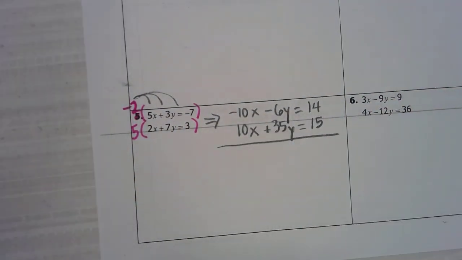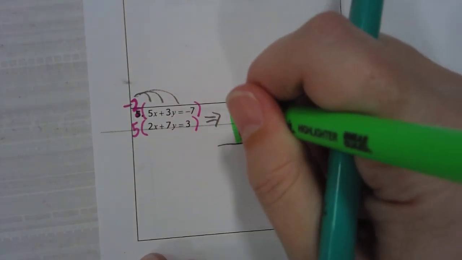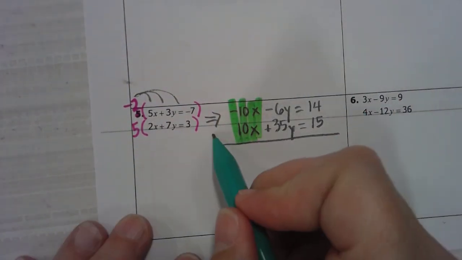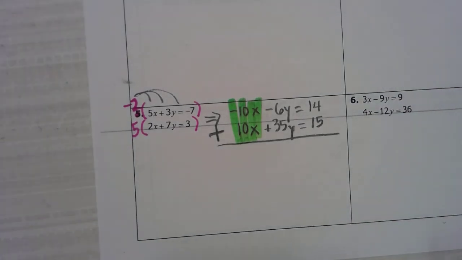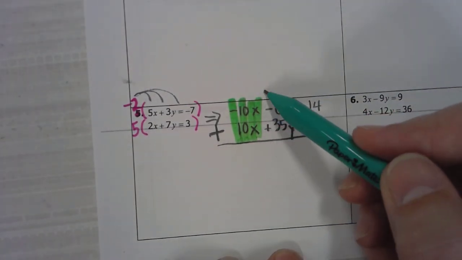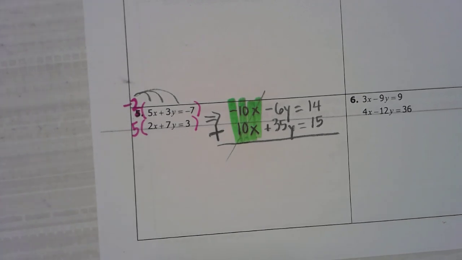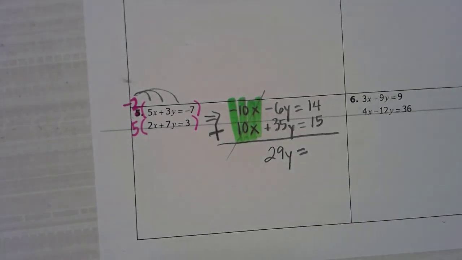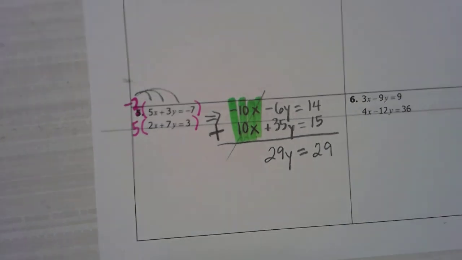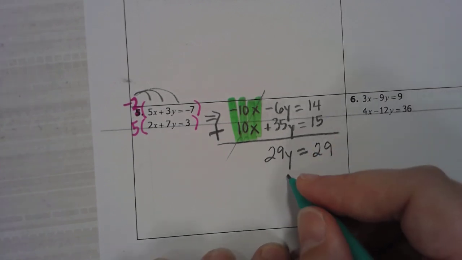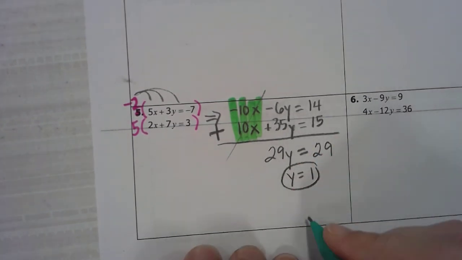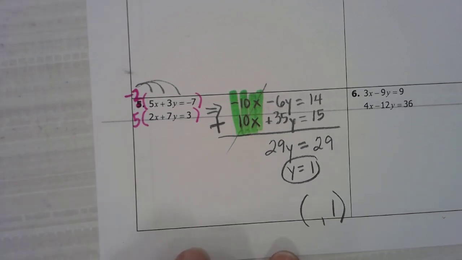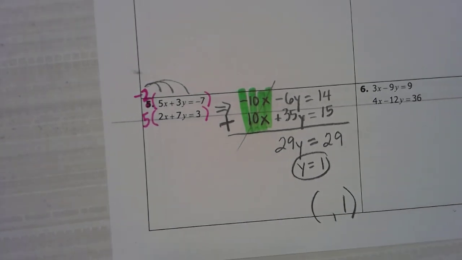Okay, so now we have these 10 x's. I have one positive and one negative. So we can add these together. So the x's are going to be eliminated. Negative 6 plus 35. 29. I don't see that number a lot. 14 plus 15, 29. I like that because when I divide to get y by itself, it's just 1. So half of our answer is done.